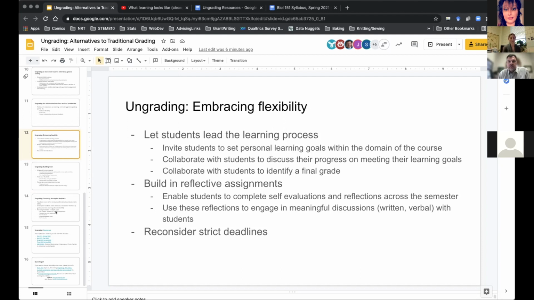Build in reflective assignments. Help the students complete self-evaluations and reflections so that they know how they're doing, so that they can reflect on the activities they've done and how that provides them information about their learning. Use the reflections to help you engage in meaningful discussions with your students, whether it's verbal, talking to them in office hours, or written conversations, just leaving notes on their documents. Also reconsider strict deadlines.